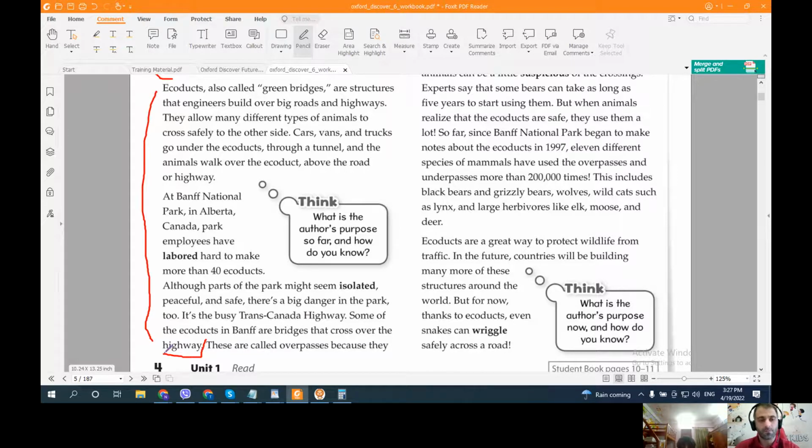At Banff National Park in Alberta, Canada, park employees have labored hard to make more than 40 aqueducts. Though parts of the park might seem isolated, peaceful, and safe, there's a big danger in the park, too. It's the busy Trans-Canada Highway. Some of the aqueducts in Banff are bridges that cross over the highway. Okay, so they allow many different types of animals to cross safely to the other side.